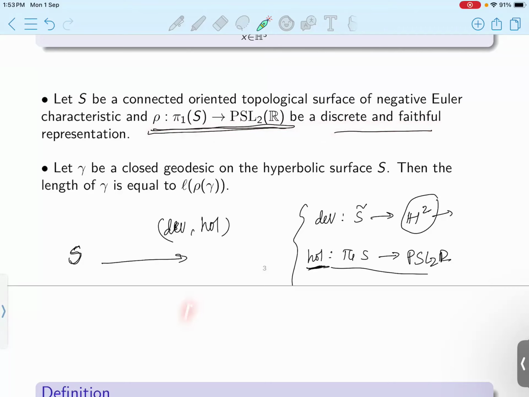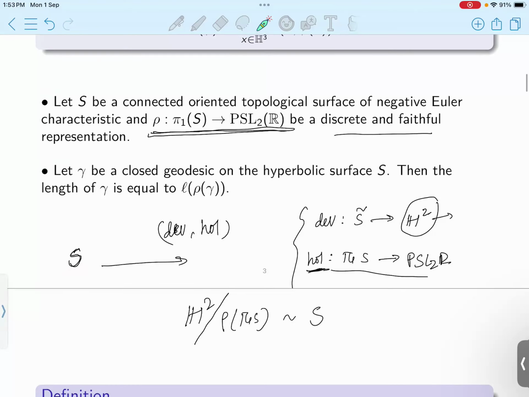You just take H2 and quotient it by the image of pi1 S. Now what you get is exactly S with some hyperbolic structure. So this gives you the one-to-one correspondence between the discrete and faithful representations from pi1 S to PSL2R, and the hyperbolic structures. Well, to be precise, they are marked hyperbolic structures on S. That means S gets a hyperbolic structure along with a marking, a homeomorphism that maps the topological surface to the hyperbolic surface. And that's it. I just showed the one-to-one correspondence. Did I answer your question?